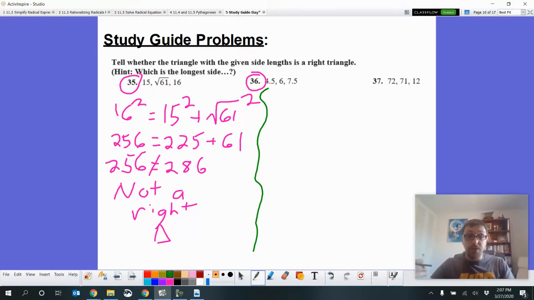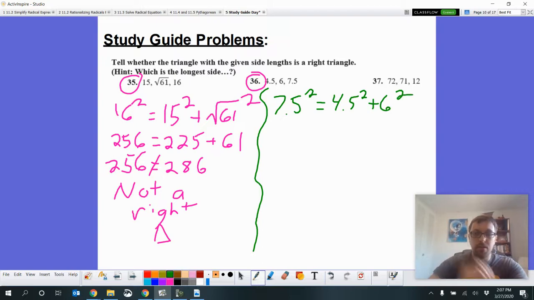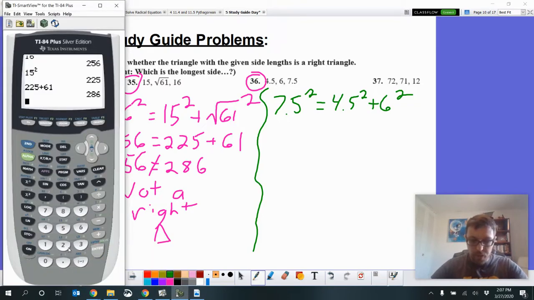Ooh, these are all numbers that are not like square rooty things. So 7.5 is our biggest one. So we want to put that in the C spot. Since it's the longest side, we want to make sure that it is the hypotenuse spot, and the two shorter sides are over here. It doesn't matter which order you put them in. All right, now to the calculator, we're going to do 7.5 squared. See what that is.